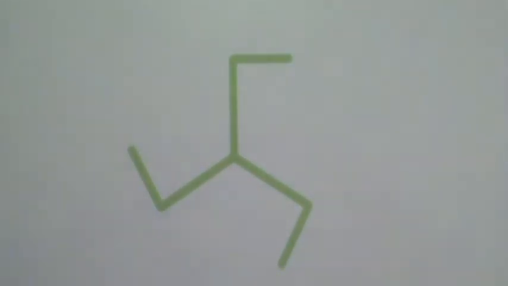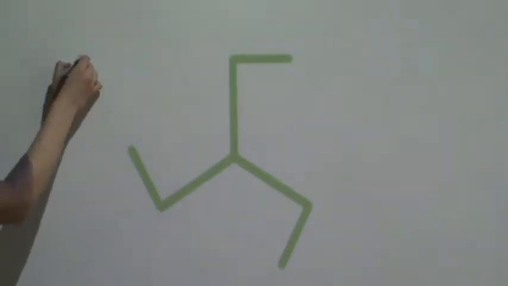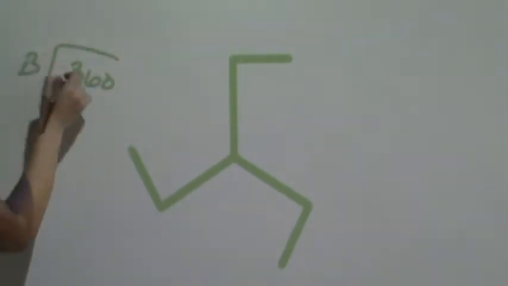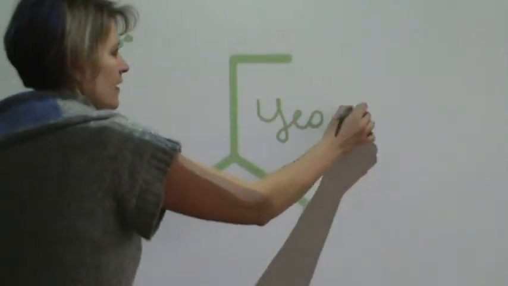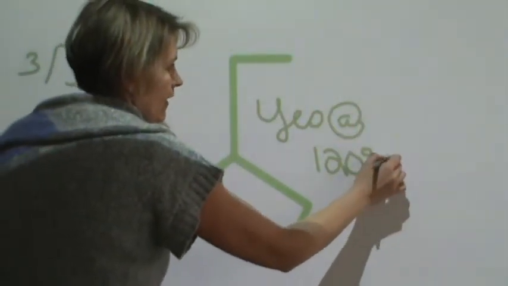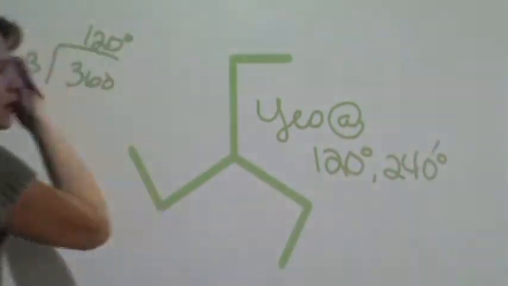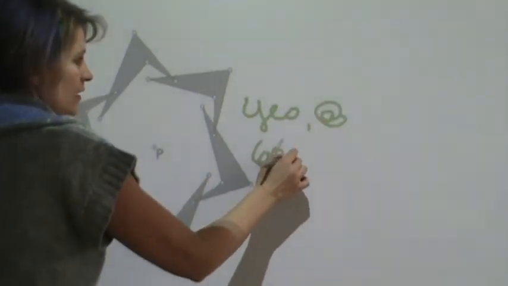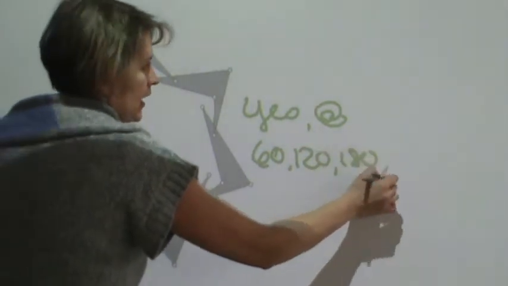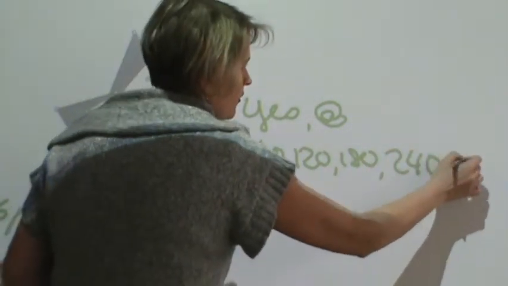Okay? All right, our little three-sided jobber here, we got 360. We're going to divide by 3. So it's going to be 120. So we would say yes at 120 and 240. And again, we don't list 360. Okay, we got 1, 2, 3, 4, 5, 6, so we divide by 6. We've already done this. 360 divided by 6 gets me 60. So it would be yes at 60, 120, 180, 240, and 300.